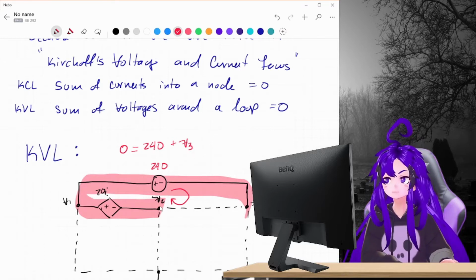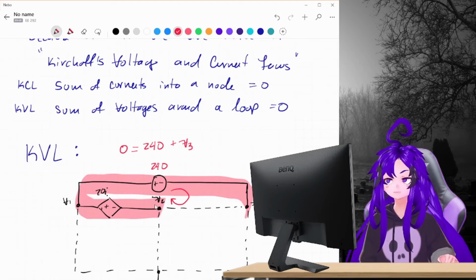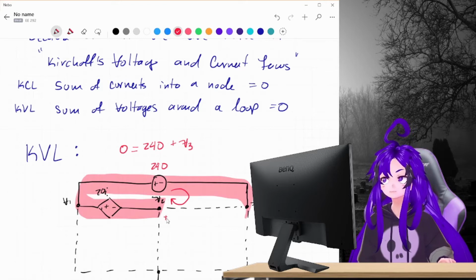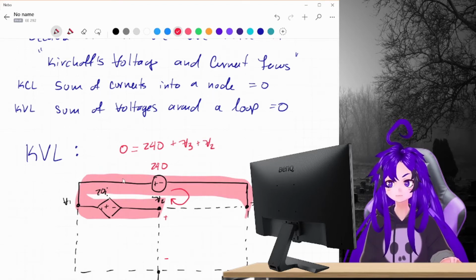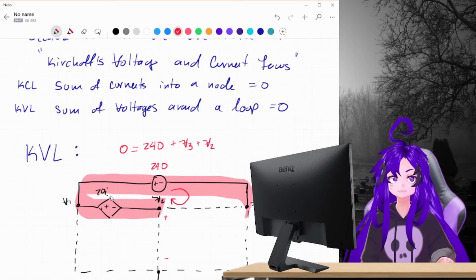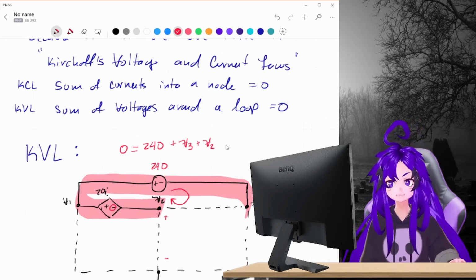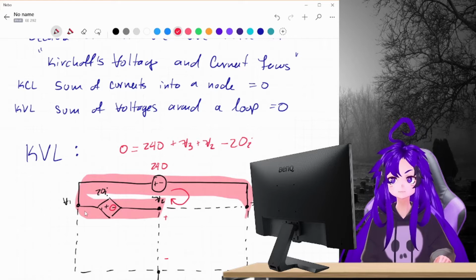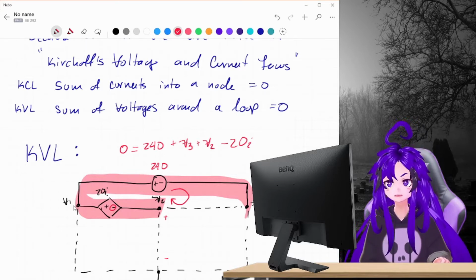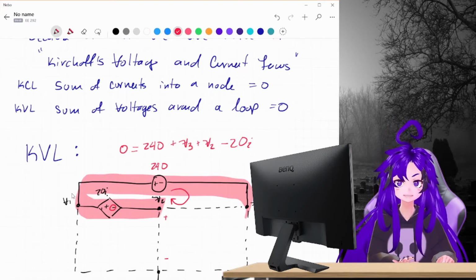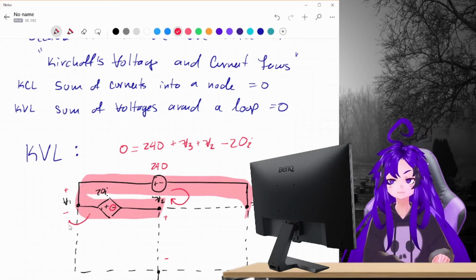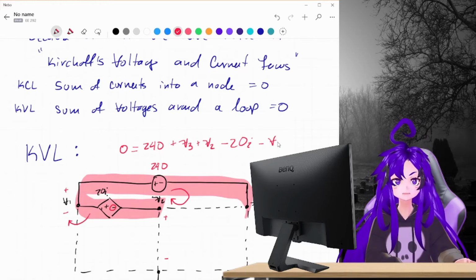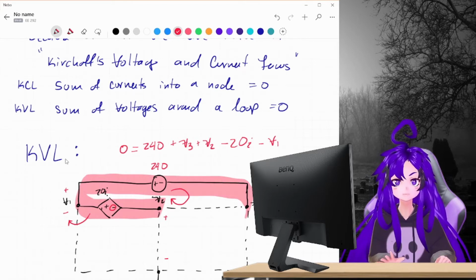Now, we're going to enter this V2 at its positive side, plus V2. Then we are going to enter this current controlled voltage source at its negative side, so this is going to be minus 20I. And then we are going to enter, and this one's a little bit of a stretch, okay? So, minus, we are coming in to the negative side of this V1. So there's our KVL equation.